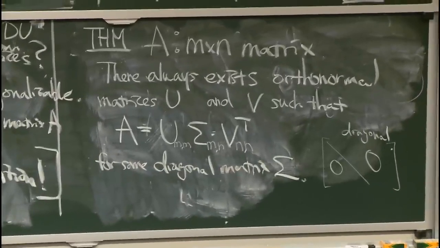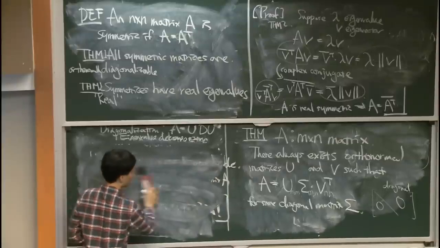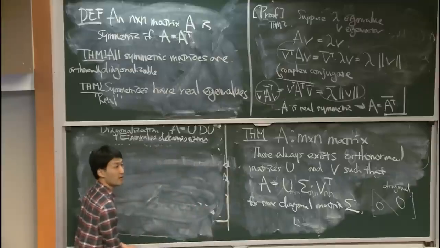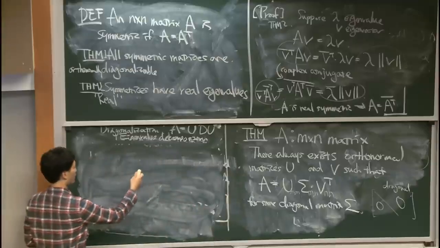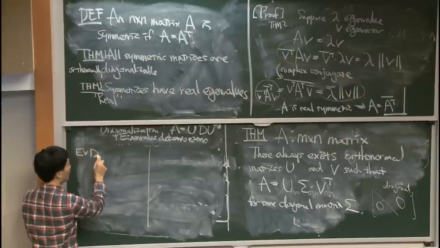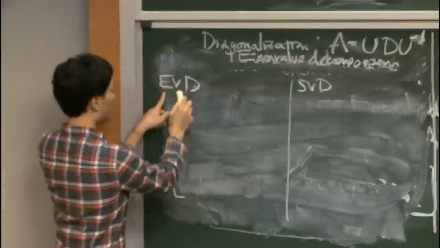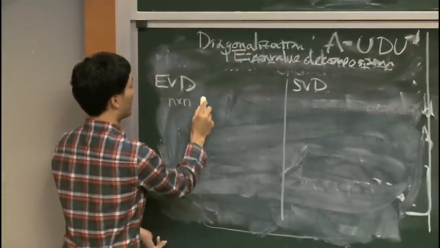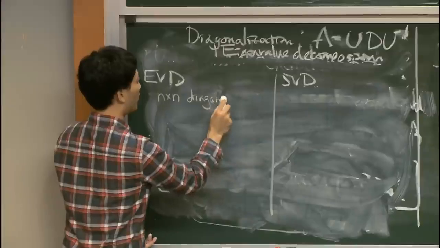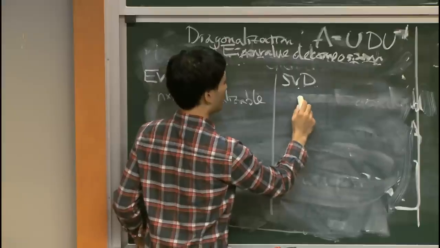So that was just a bunch of words. Let me now compare eigenvalue decomposition with singular value decomposition. This is EVD, what we just saw before. EVD only works for n by n matrices which are diagonalizable. SVD works for all general m by n matrices.